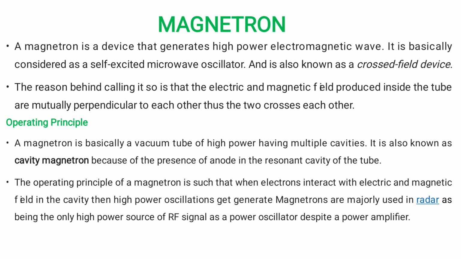As for the operating principle, it is basically a high power vacuum tube having multiple cavities, and is also known as a cavity magnetron because of the presence of the anode in the resonant cavity of the tube. The operating principle of a magnetron is such that when electrons interact with the electric and magnetic field in the cavity, high power oscillations get generated. Magnetrons are mostly used in radar, being the only high power source of RF signal as a power oscillator, despite not being a power amplifier.